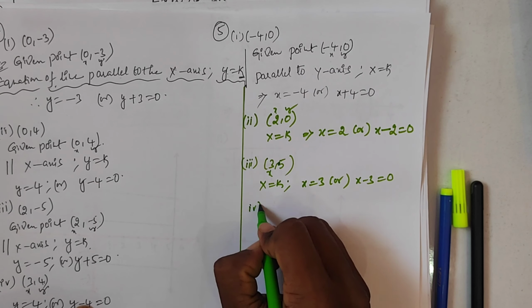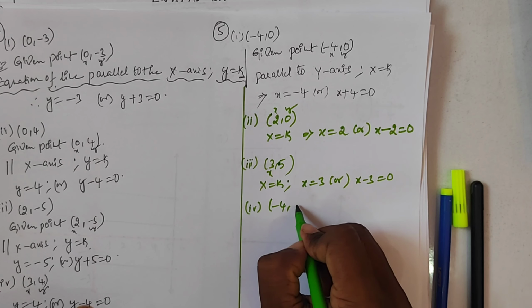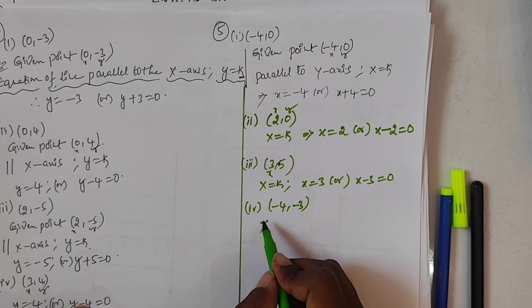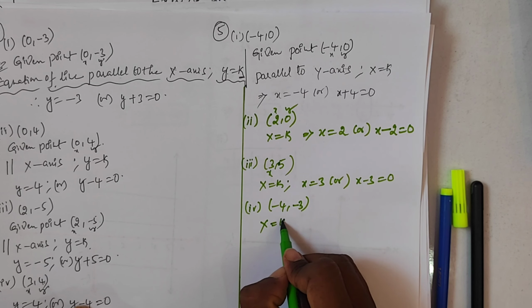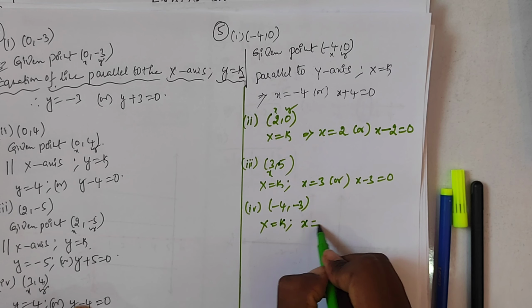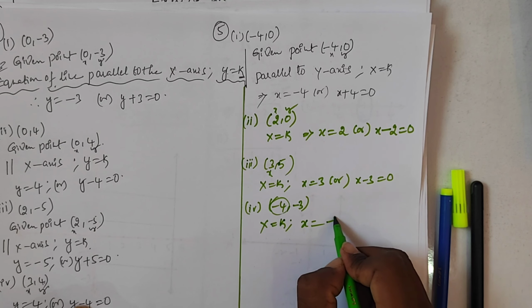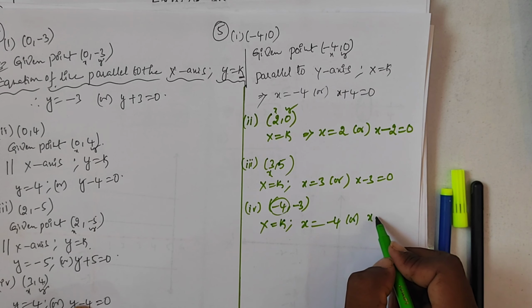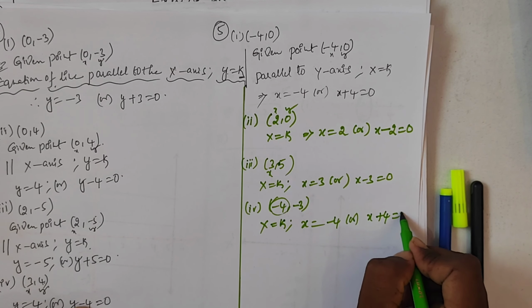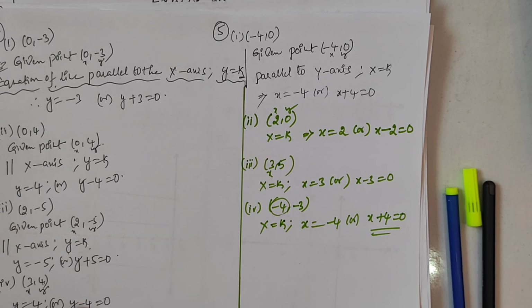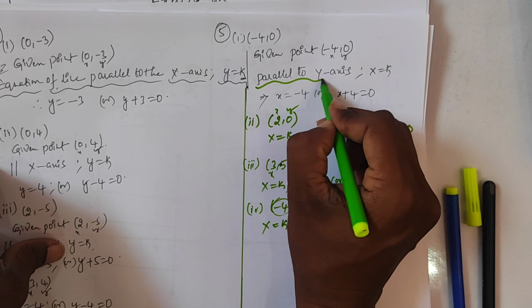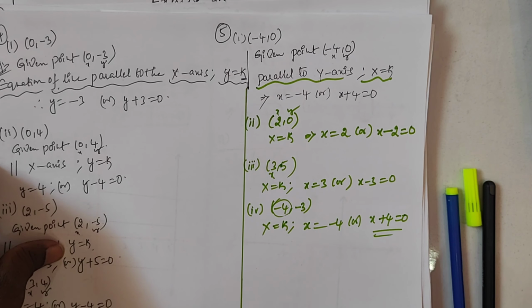And last one, fourth one, is what? Minus 4 comma minus 3. So again, the equation of a line parallel to the y-axis is what? You will get a constant. Here in the question, x equals minus 4. Or this one you can write x equals, transpose minus 4 becomes plus 4, x plus 4 is equal to 0, is the required equation. Clear everyone? These two conditions you have to remember. Okay, this is about question number 5.